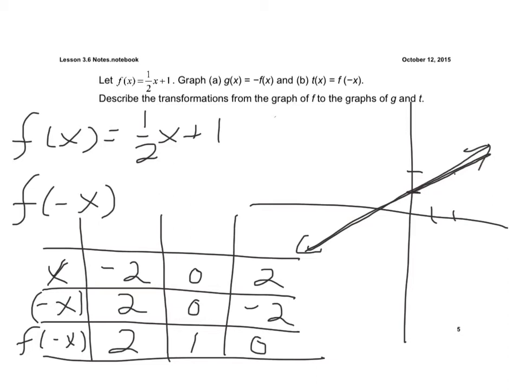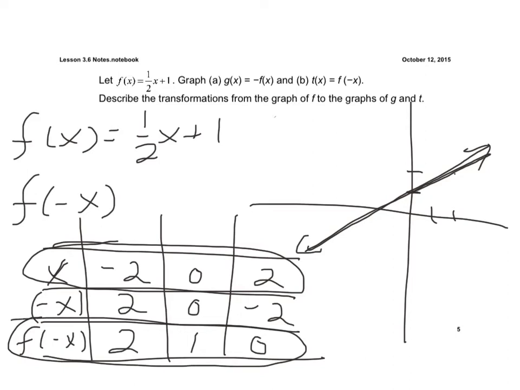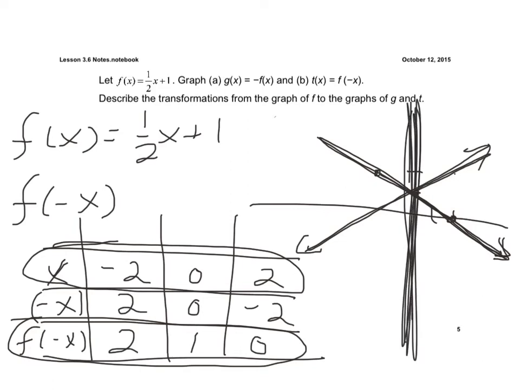But now I'm going to graph the other points. This is my x value I'm plugging in, and then this is what my y value would be. So I have -2, 2, and then 0, 1, and then 2, 0, and there's my graph. And again, this time, this graph is reflecting over the y-axis.